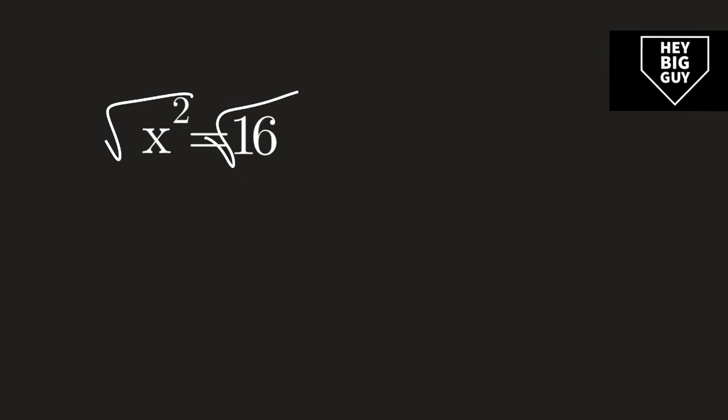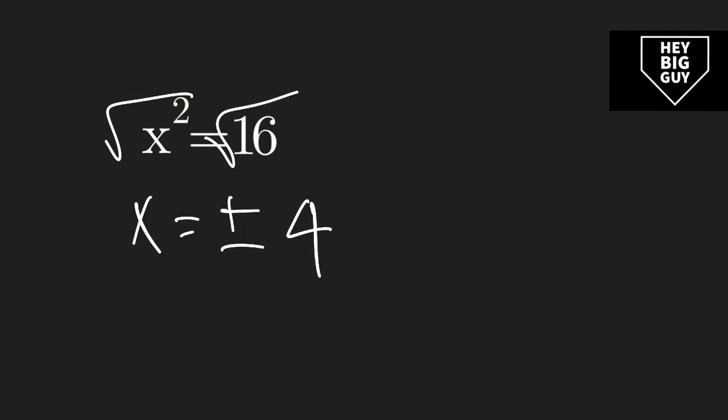The square root of x squared is x. And guys, here's what's important. Listen carefully. When you take the square root there on the right side, you are going to get a positive and a negative. There's that plus minus symbol. You are going to get a positive and a negative answer here. What is the square root of 16? 4. So the square root of 16 becomes positive and negative 4.